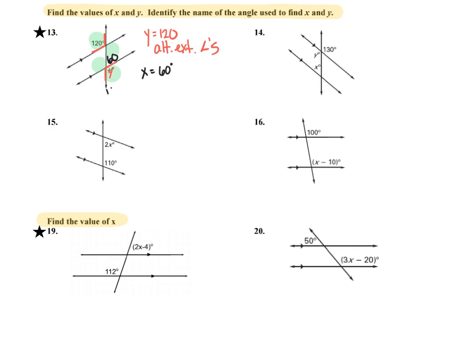We got that because we did 180 minus 120. That gives us the 60. And then we have to figure out what we know about that. The 60 and the 120, those are not related. But the 60 and the y are linear pairs. To find x and y, we use parallel lines and we use linear pairs. The problem is finished.